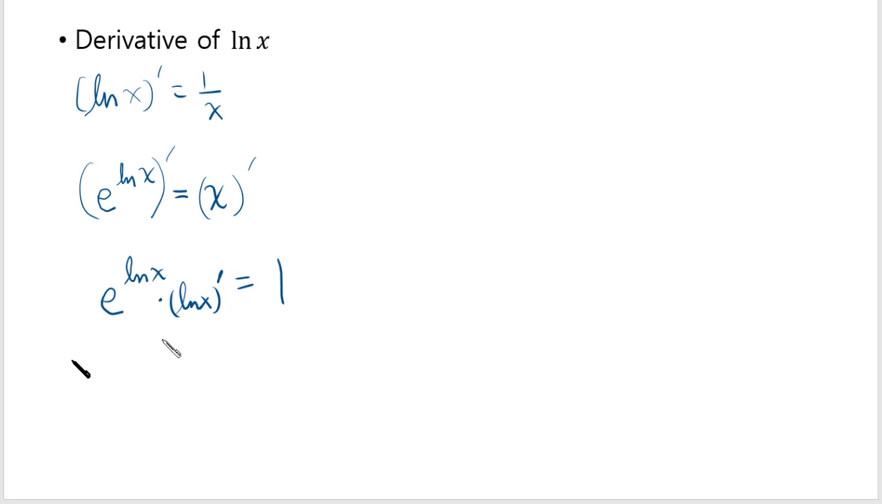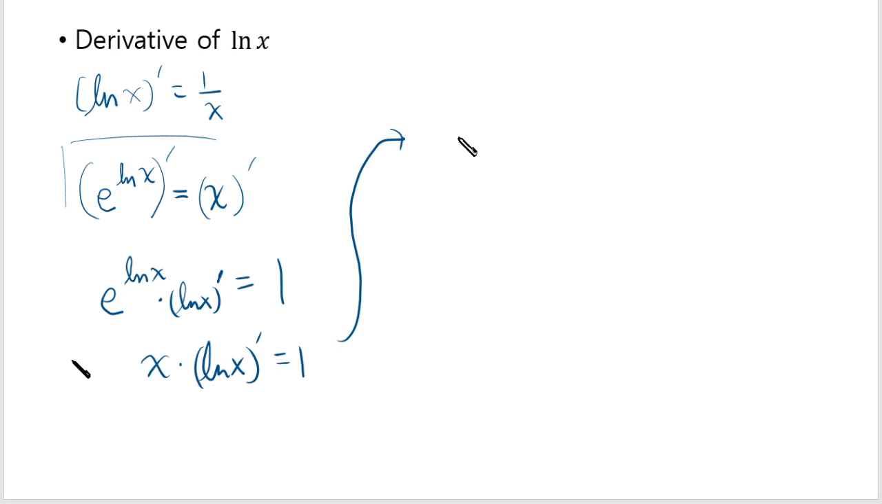Okay? And the crucial thing is, because we're trying to explain that that's true, we'll pretend for a moment that we did not know that this is true. And we're just trying to discover what ln of x prime is. And this is almost it, because see, e to the ln of x, what's that? You can cancel e and ln, so that's just x. So we have x times ln of x prime equals 1, right? If I divide by x both sides, we finally get that ln of x prime is 1 over x. Okay? So that's why ln of x prime is 1 over x.